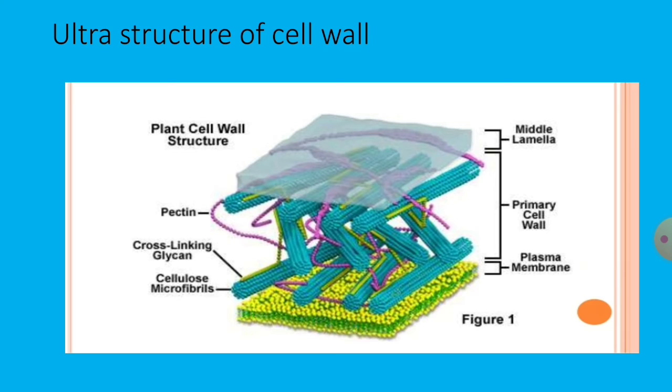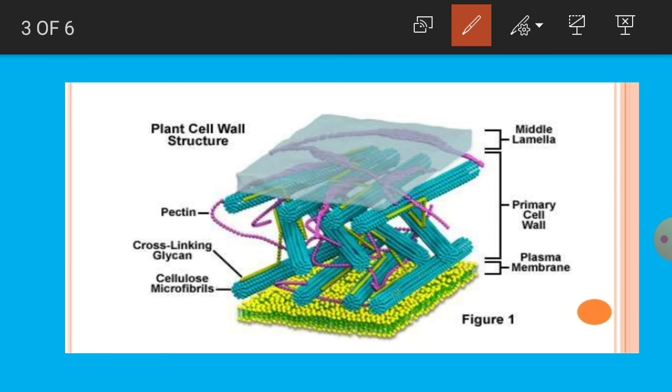Here in this slide you can see the ultrastructure of the cell wall. This is the upper part of the cell wall. You can see, that is called what? Middle lamella. In the beginning of this video lecture, I told you about middle lamella. Middle lamella is found between the two cells, so it connects the neighboring cells just like cement. It is a cement-like substance. And here in the diagram, the yellow color region is representing the plasma membrane.